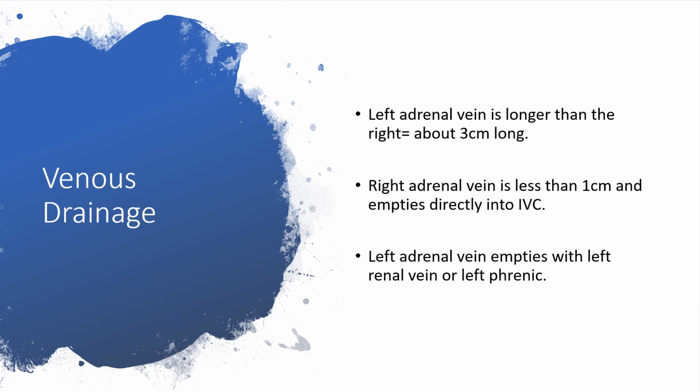Venous drainage. Left adrenal vein is longer than right and is about 3 centimeters long. The right adrenal vein is less than 1 centimeter and it empties directly into the inferior vena cava. Left adrenal vein empties with left renal vein or left phrenic.